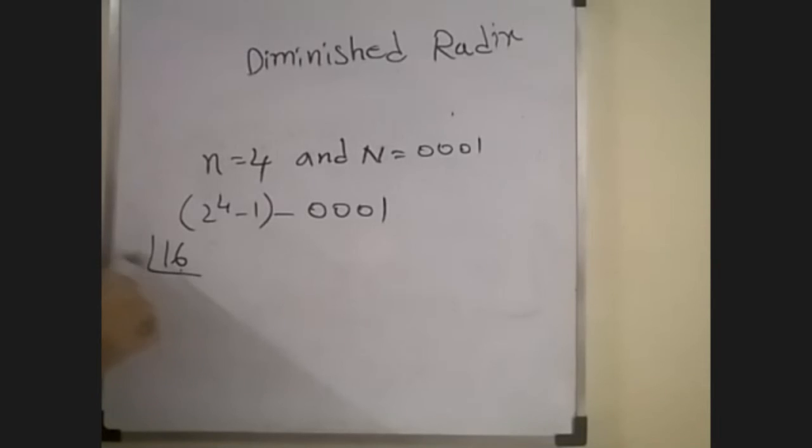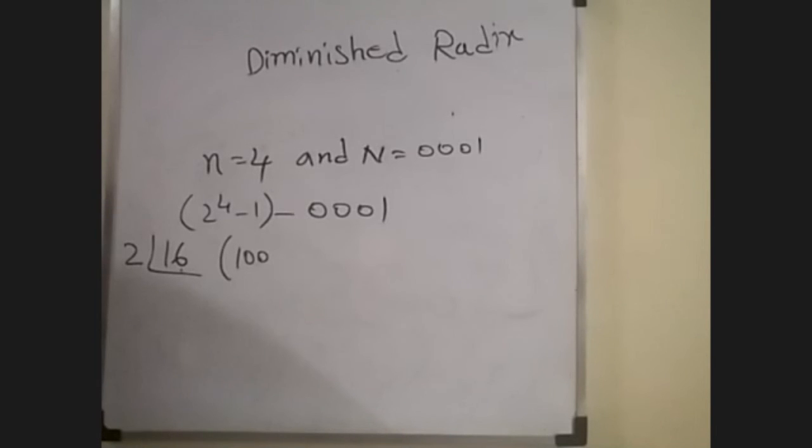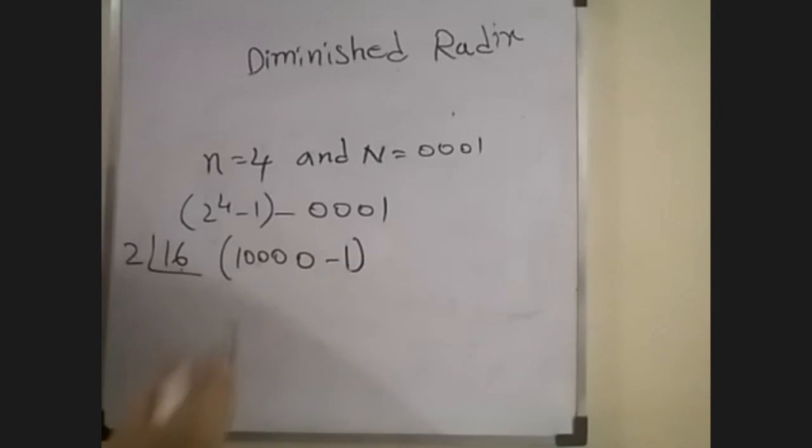So decimal 16, to convert to its binary you can divide it by 2, and you get 10000. How many zeros? 4 zeros. 2 power 0, 2 power 1, 2 power 2, 2 power 3, 2 power 4, that is nothing but 16. So 1 followed by 4 zeros, minus 1.